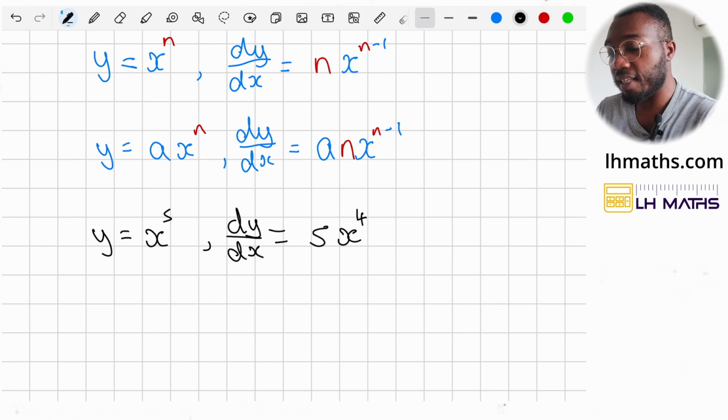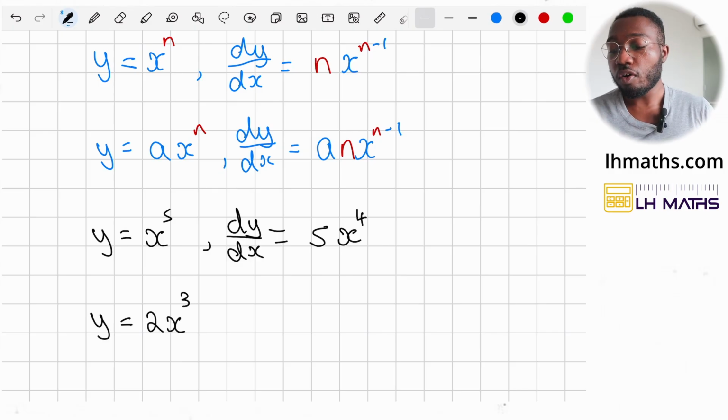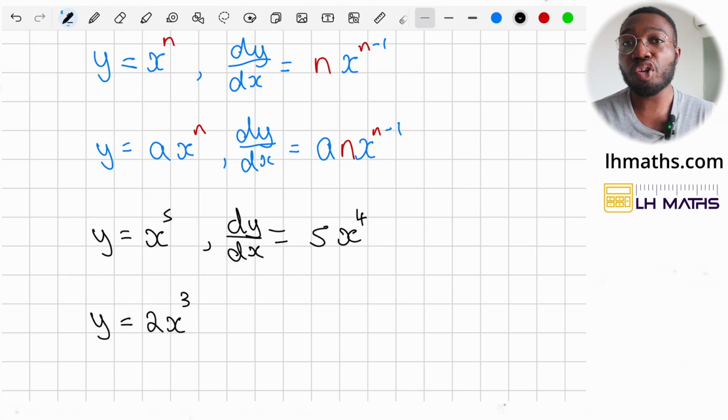Let's say we had a different example: y is equal to 2x to the power of 3. We can look at the other formula, but not much really changes. If we have y is equal to a times x to the power of n, where a is any constant value, then differentiating with respect to x gives a times n times x to the power of n minus 1. You just bring the power down to the front, multiply it with your constant a, and make the power 1 less.